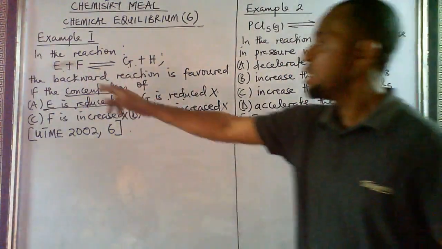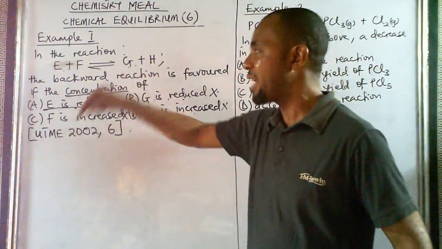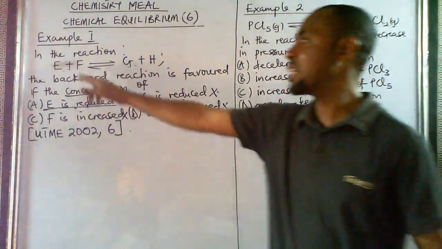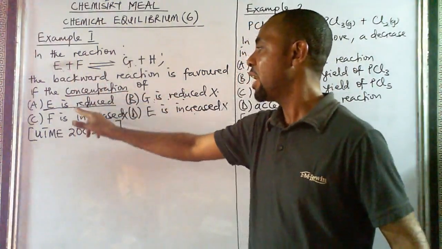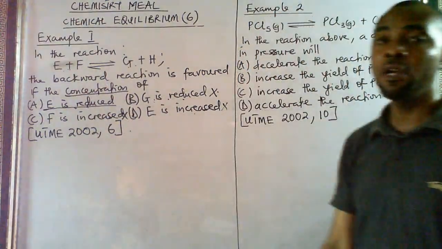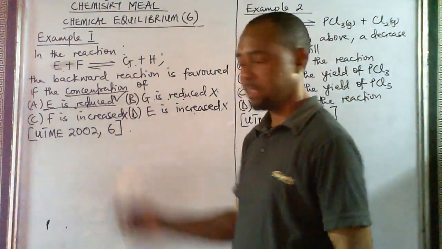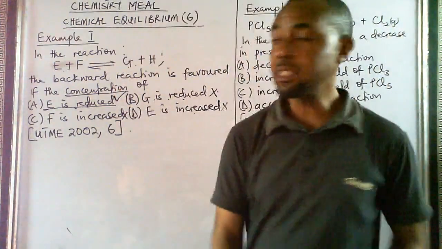So the question is, the backward reaction is favored if the concentration of the reactant is decreased, right? And what is the reactant here? E and F. So it's either I decrease this or I decrease this, and the only place we have a decrease in the reactant is in option A, when E is decreased. So option A is correct. That's the correct answer to that. Okay, we look at the second example.